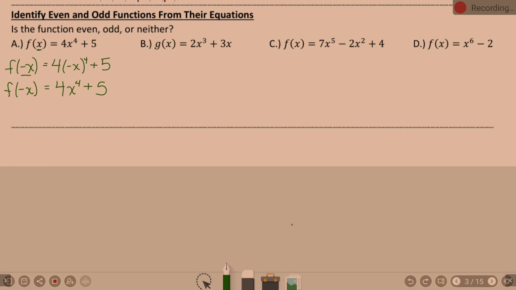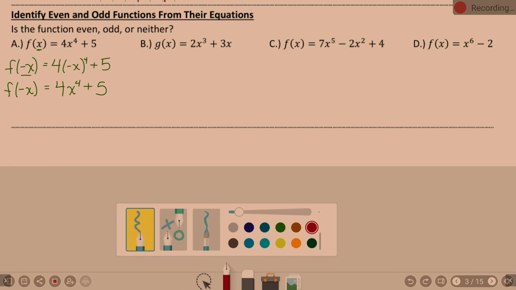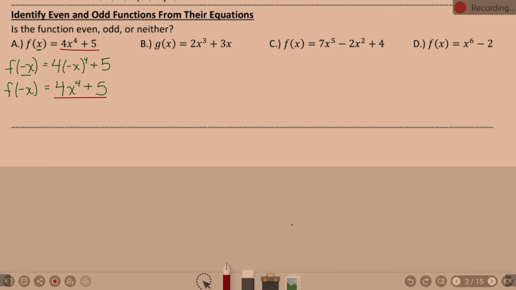What just happened? We went back. Is 4x to the fourth plus 5 the same as 4x to the fourth plus 5? Yeah. We did. So we can make the statement that f of x is equal to f of negative x. What does it say up top when f of x equals f of negative x is true? Does it say even or odd? F of x equals f of negative x says that falls under that first graph, and that means it is even.